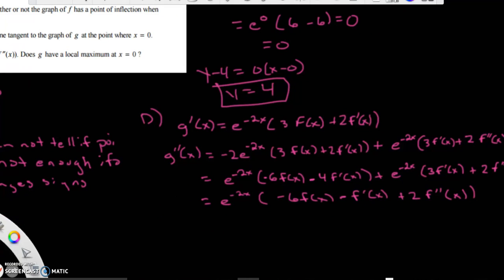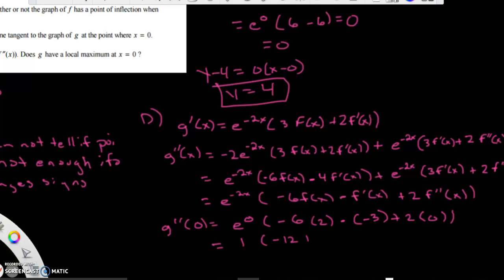So now, what was the next part? Does g have a local max at x equals 0? Justify your answer. So let's plug in g double prime and check the second derivative. So g double prime is going to equal e to the 0, negative 6. F of 0 was 2. Minus f prime of 0, what was that? Negative 3. So minus negative 3 plus 2 times, and what was f double prime of 0? That was 0 also, right? Okay, so now I'm going to get 1 times negative 12 plus 3 plus 0. So now I'm going to get negative 9.